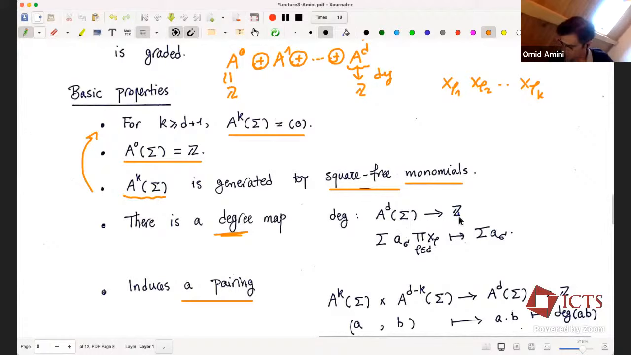So you know that A^d of sigma is generated by square free monomials, and these are just d-dimensional cones. So the product of x rho for rays rho forming a d-dimensional cone. You define the degree map by sending any linear combination of this form, for sigma a d-dimensional, top-dimensional cone, to one. So you send this product to one. You just take the sum of the coefficients a sigma, and this defines the degree map. The well-definedness is not so clear, no? Exactly. So you have to prove that this is well-defined. Okay, yeah.